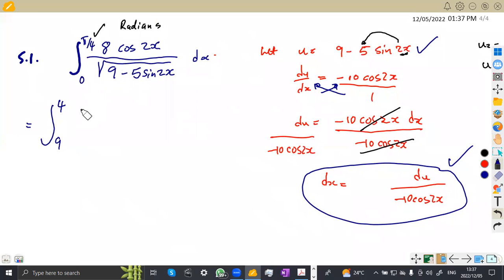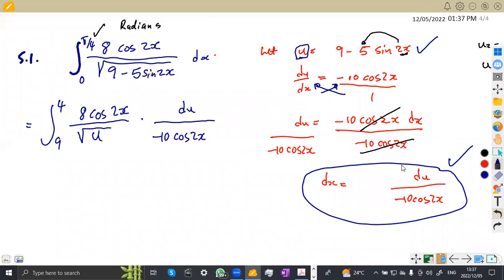So here we are going to have 8 cos, which is going to remain as it is. That is 8 cos 2x over the square root of 9 minus 5 sine, which is the one that we introduced to be represented by u. So this is going to be the square root of u by dx. Our dx is the one that we got, which is du over negative 10 cos 2x.